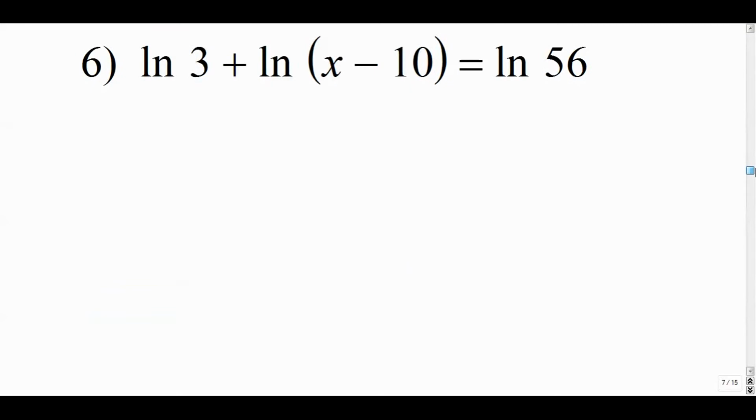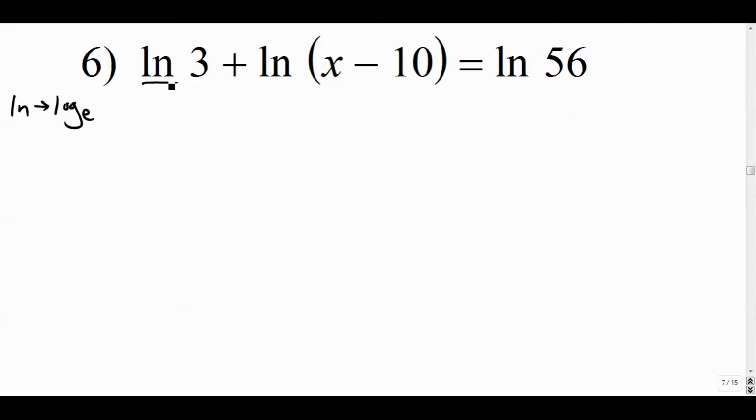Number 6. Here we have natural logs, right? If you were so inclined, I'm not going to do this, but you can change all of these ln's to log base e. If you remember that ln is the same as log base e. The natural log is log with a base of e. I'm not going to do that though.